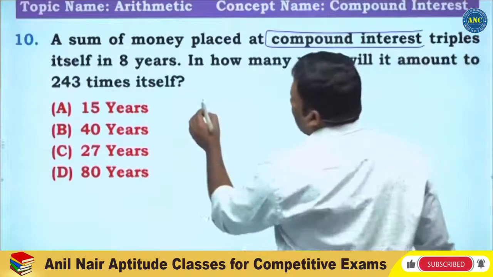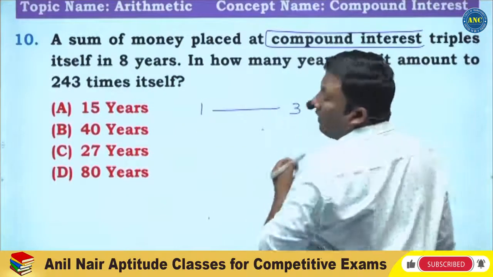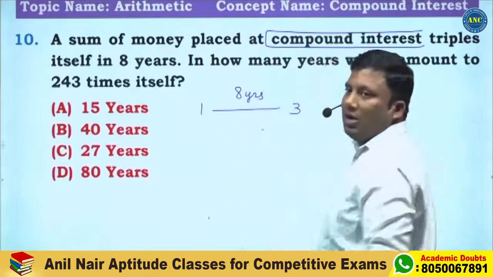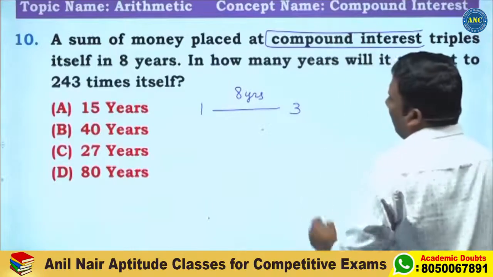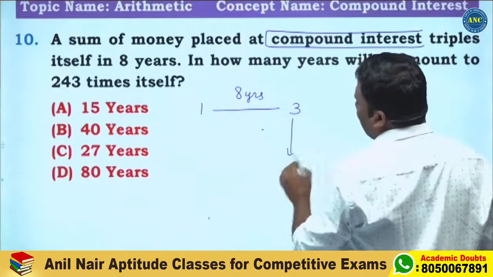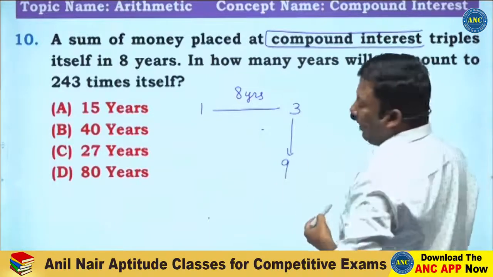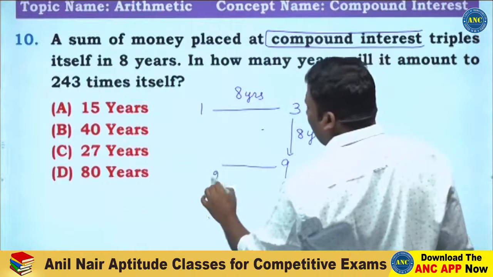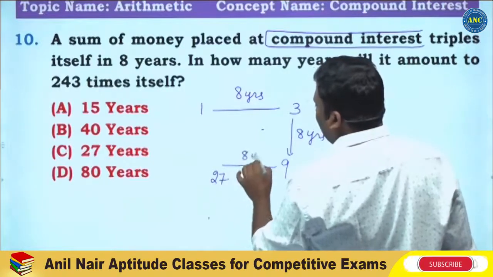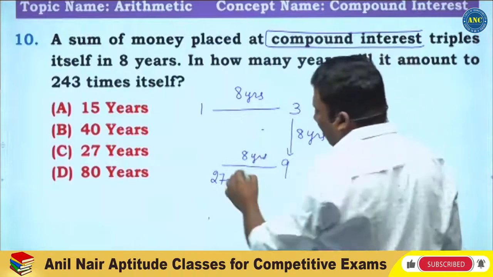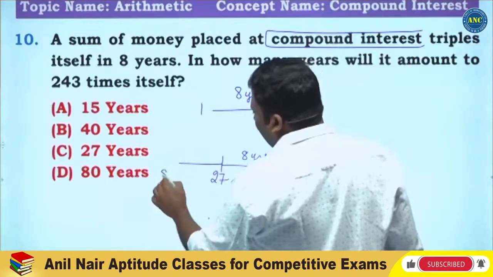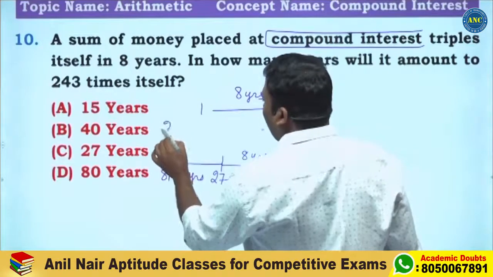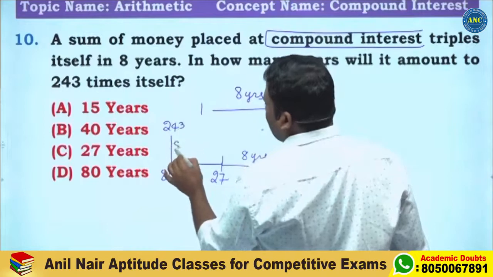It is tripling itself in every 8 years. That means 1 is becoming 3. Tripling means 3 times. 1 is becoming 3 times in every 8 years. For every 8 years, it is a tripling. 3 will become triple, 9, in the next 8 years. 9 will become triple, 27. Are you all with me? 27 will become triple, 81, in the next 8 years. 81 will become triple, 243, in the next 8 years.